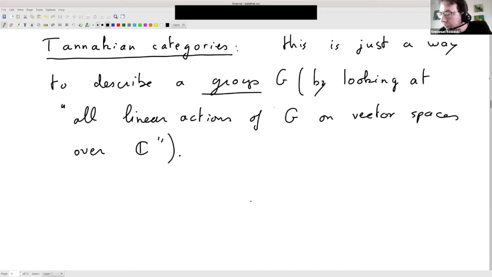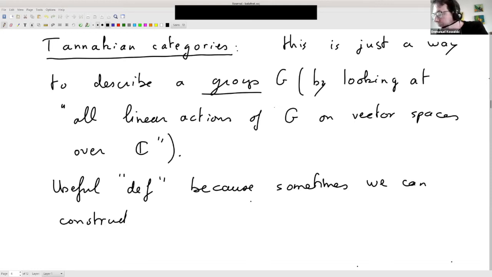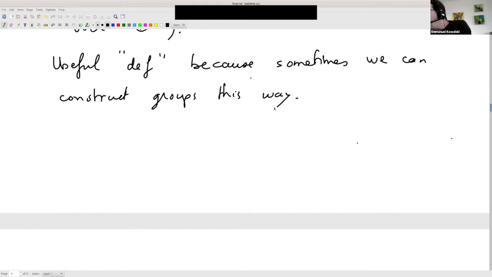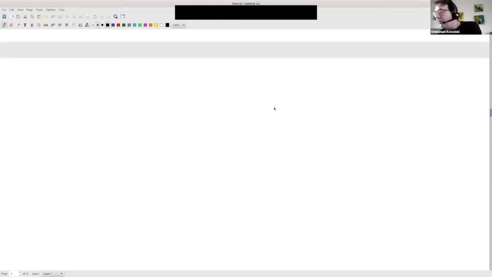Okay. So useful definition, it's not really a definition of a group, because sometimes we can construct groups this way. Okay. And part of my talk is to try and show how indeed sometimes one can construct interesting groups with this kind of abstract thing.